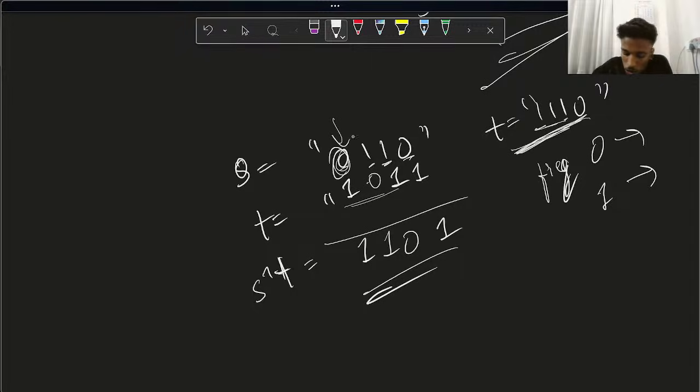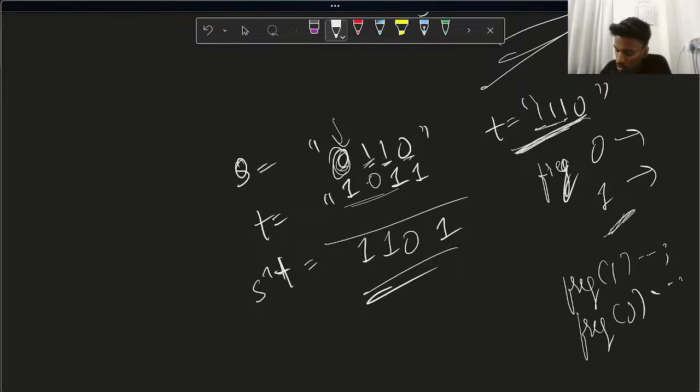Like you saw a 0. So do you have a 1? If you do have a 1, then simply put that and subtract the frequency of 1 by 1. Okay. Like do a frequency of 1 minus minus. Okay, if you see a 1, then simply check if you have a frequency of 0 greater than 0. If you have, then simply do a frequency of 0 minus minus.